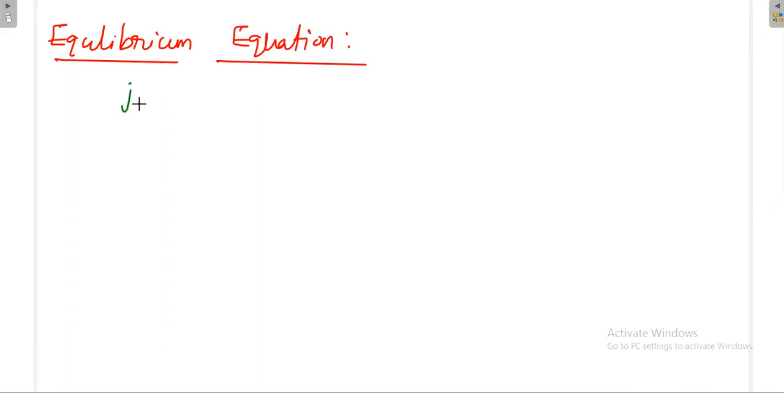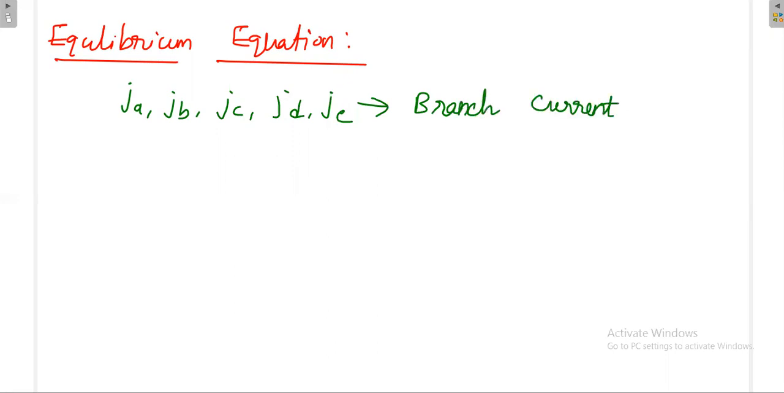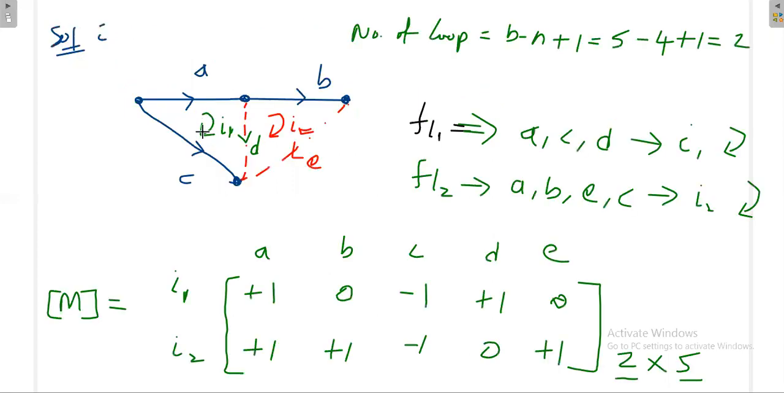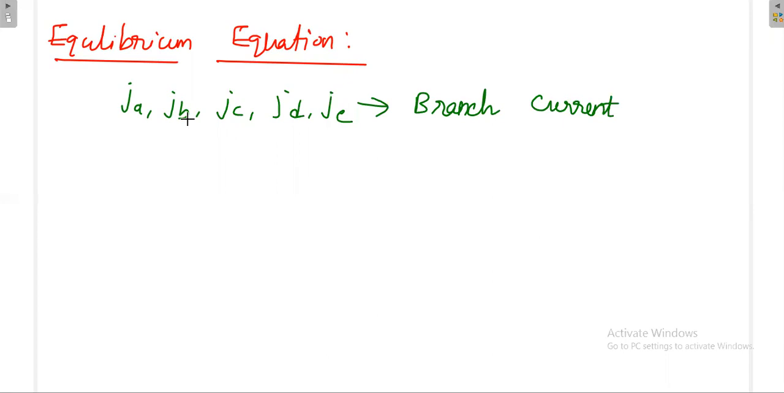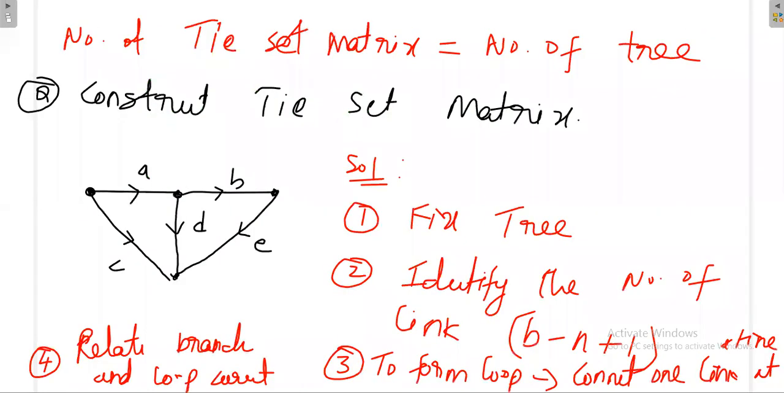The branch currents are called JA, JB, JC, JD, and JE. Okay, I am denoting these as branch currents. Again, don't get confused with the imaginary number j. I am using J because the notation I is already used for the loop currents. That's why I am using a different notation for current. So this J denotes the branch current. JA means the branch current in the A branch, and likewise B, C, D, E. There are 5 branches, so there will definitely be 5 branch currents.